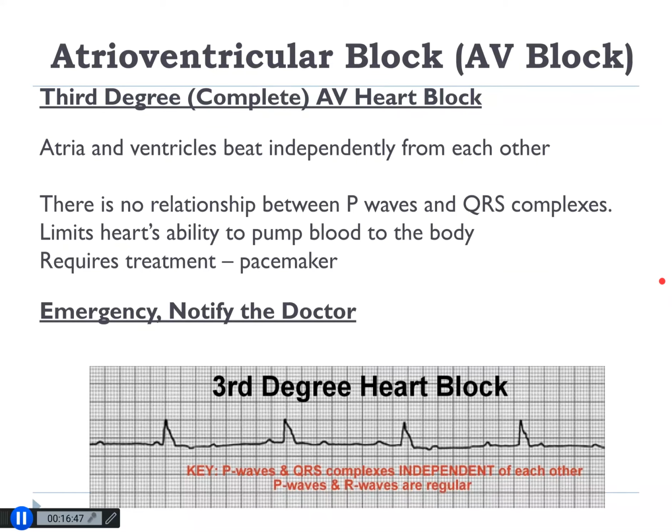So third degree, or complete heart block, is when the atria and the ventricles basically are beating just completely independently from each other, and there's no relationship between the P waves and the QRS complexes like there should be. So it severely limits the heart's ability to adequately pump blood out to the body, and so this is typically a quite emergent situation and requires very quick implantation of a permanent pacemaker.